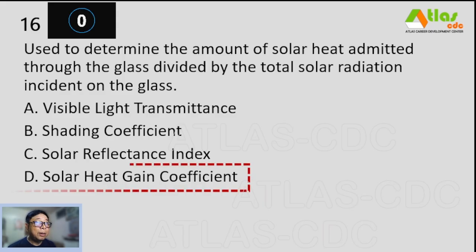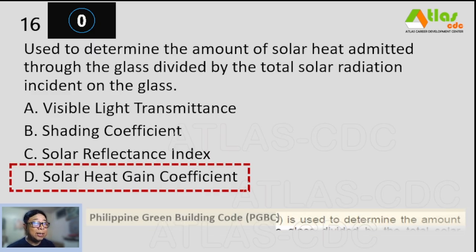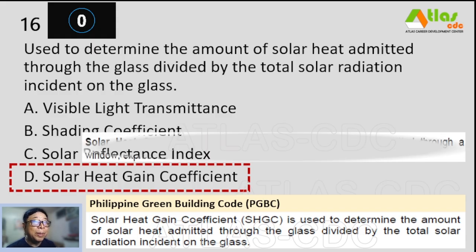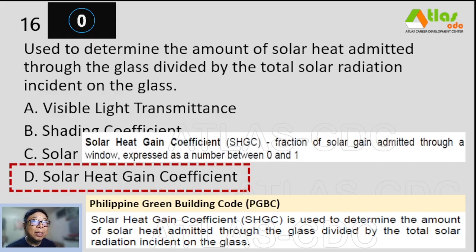And our correct answer is the solar heat gain coefficient. According to the PGBC, the solar heat gain coefficient, SHGC, is used to determine the amount of solar heat admitted through the glass, and then divided by the total solar radiation incident on the glass. Also, the Green Building Code says that solar heat gain coefficient is the fraction of solar gain admitted through a window, expressed as a number between 0 and 1.